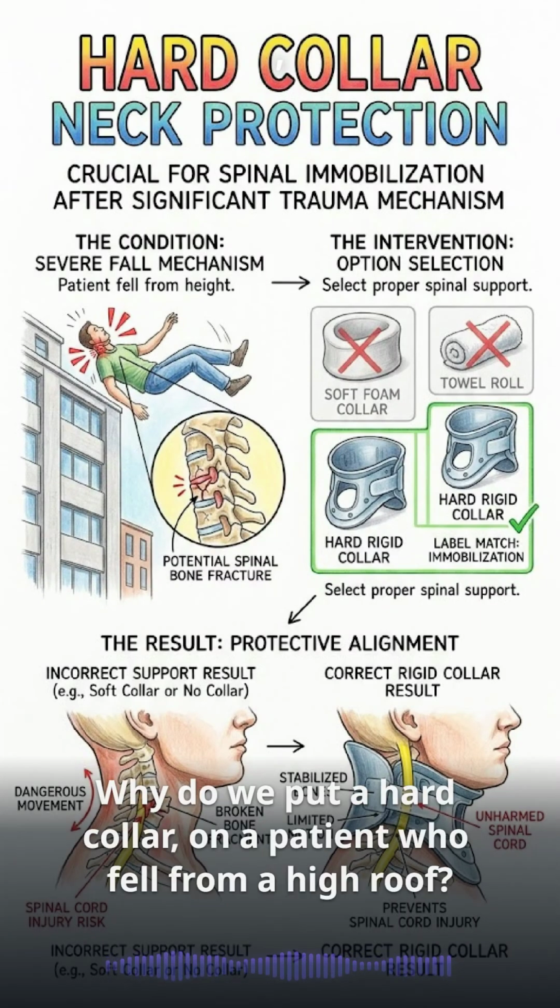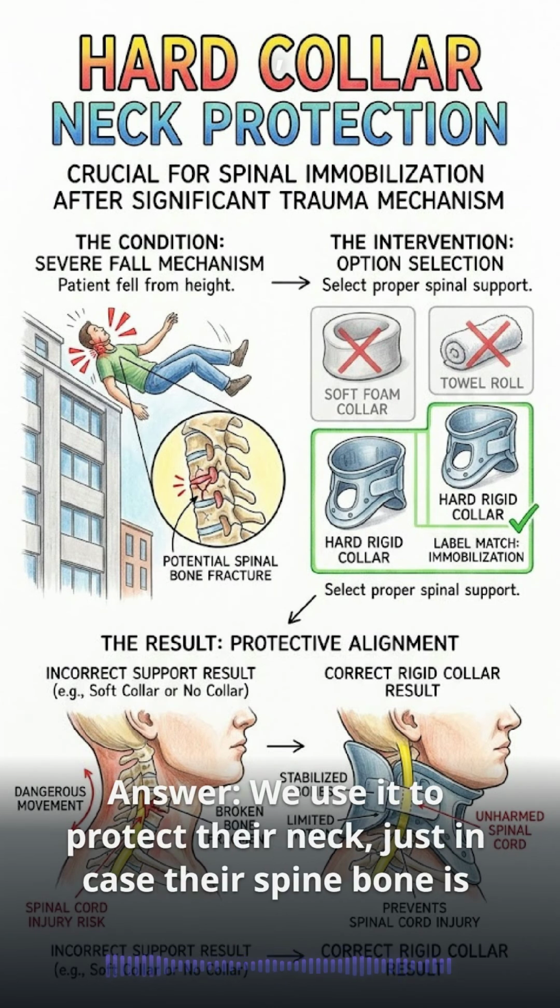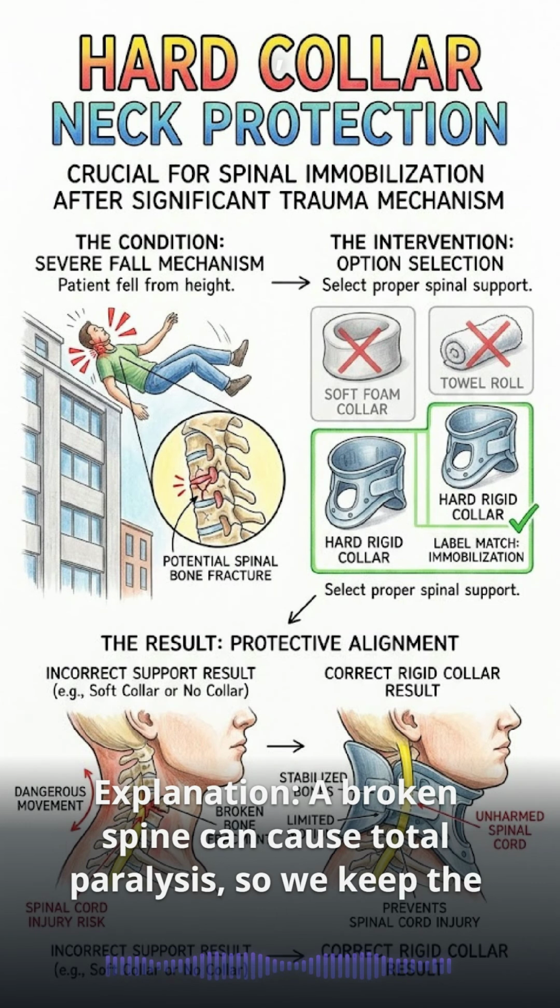6. Why do we put a hard collar on a patient who fell from a high roof? We use it to protect their neck, just in case their spine bone is broken. A broken spine can cause total paralysis, so we keep the neck safe and straight.